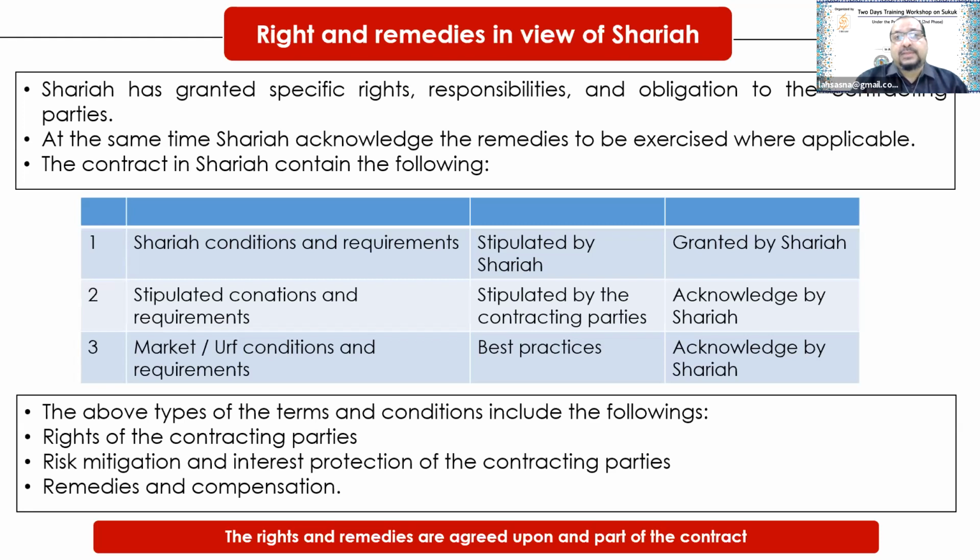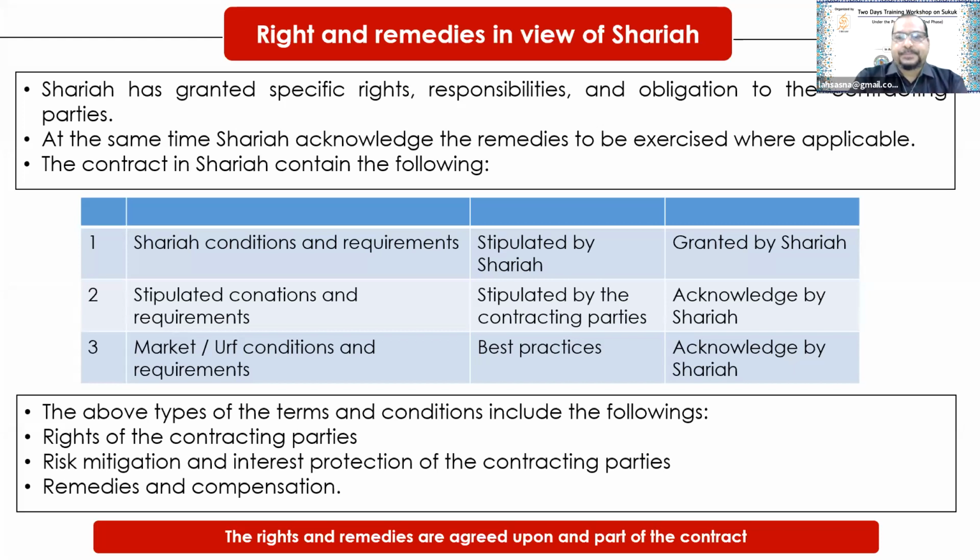And as a result of that, Sharia acknowledges the remedies as a result of whatever case and scenario that may happen. And if we look at the rights and the obligations and related possible remedy as a result of any course of action by any one of the parties, we can see they are divided into three. Number one, Sharia conditions and requirements. This is, we call it in Arabic, الشروط الشرعية, meaning that Sharia put the terms and conditions. This is a Sharia TNC.